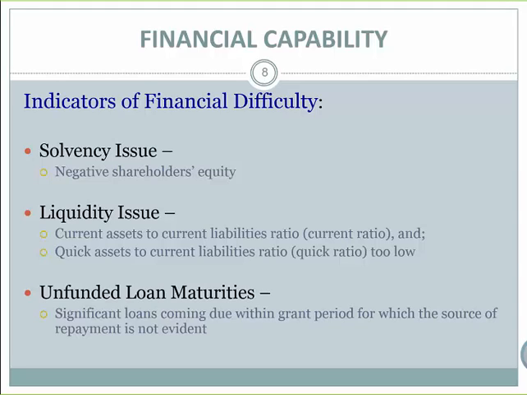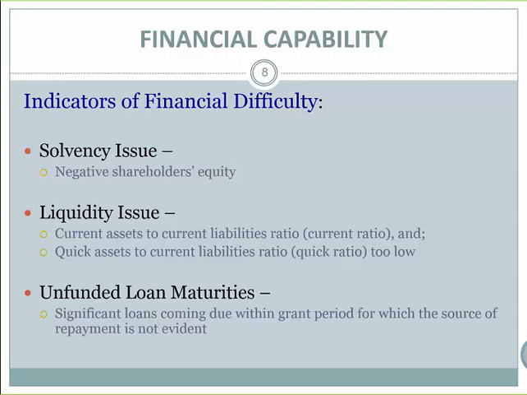Liquidity. If you're not liquid, you don't have enough current assets to cover your current liabilities, or you don't have enough quick assets to cover, that's an issue. That's one of the main ratios we look at. So we're going to be looking at your current assets over your current liabilities. If that comes out to be less than 1-to-1, a ratio of 1-to-1, that's not good. We also do the same thing for your quick assets, same ratio.